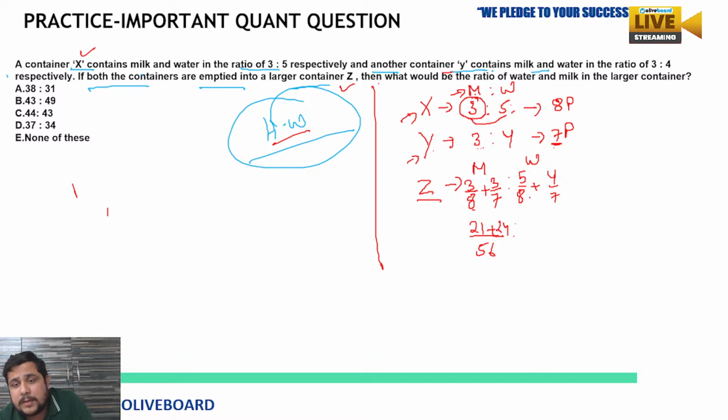Now here also you have to focus on the similar thing. The LCM would be 56. Now 8 sevens are 56, so 7 fives are 35. Then 56 by 7 is 8, so 8 fours are 32. Clear?